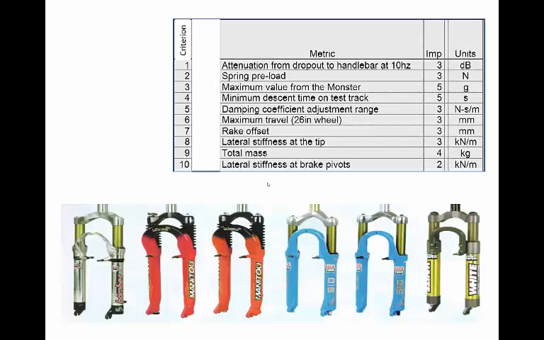After benchmarking comes setting your target specifications. Now, based on your criteria, there will be certain metrics that are important to you to meet. The example shown here is for a mountain bike suspension. And in this case, one thing you might be really interested in is whether the bike can descend fast. And that can be translated into a metric called minimum descent time on test track, as you can see here. At the same time, you might not know how fast your descent time should be, so you look at the time for a set of other designs.